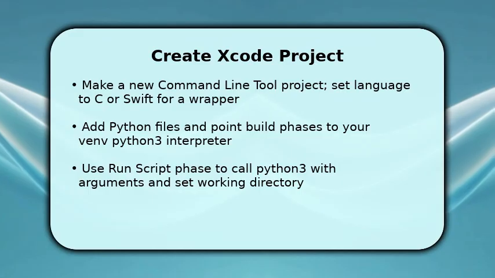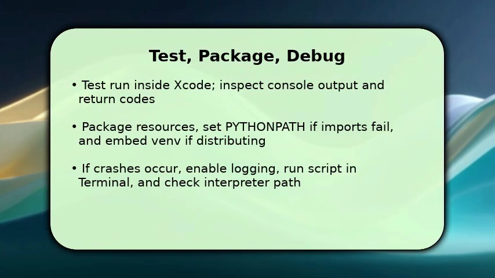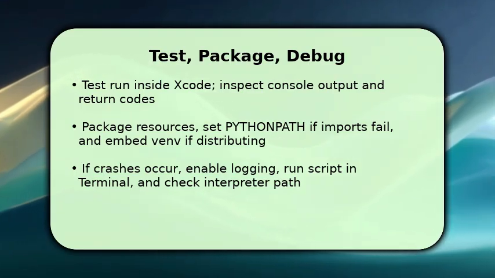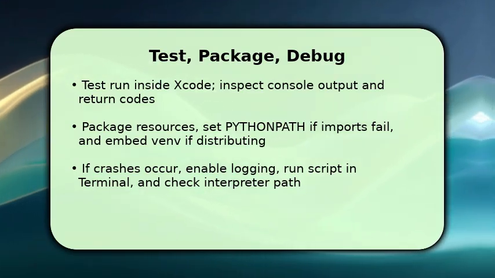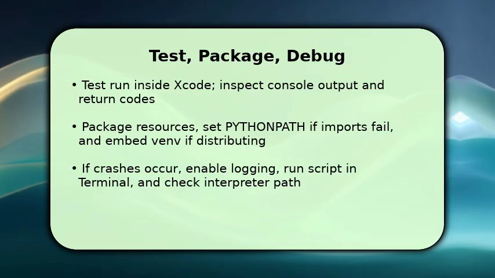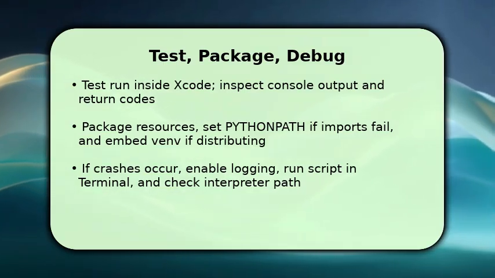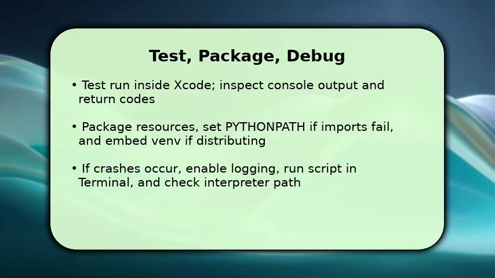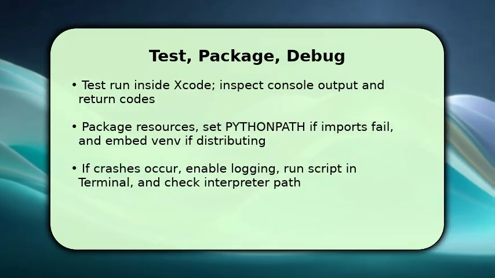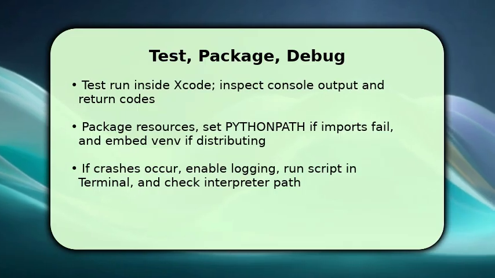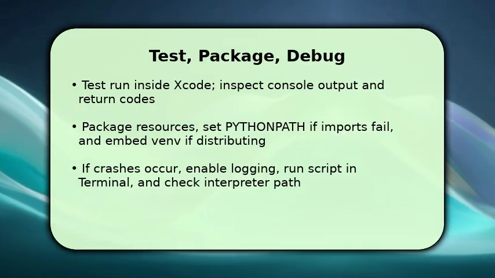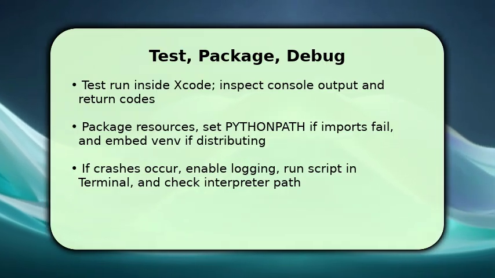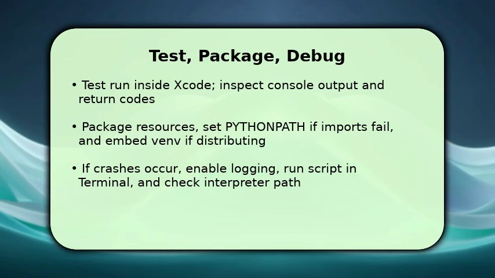You finish by testing and hardening the integration. Run the project in Xcode and watch the console for output and exit codes to verify behavior. If imports fail, set the Python path or adjust sys.path so modules are discoverable. For distribution, include or recreate the venv and package resource files. If something goes wrong, reproduce the run in terminal with the same python3 path, enable verbose logging, and inspect stack traces. This isolates Xcode-specific issues from pure Python.